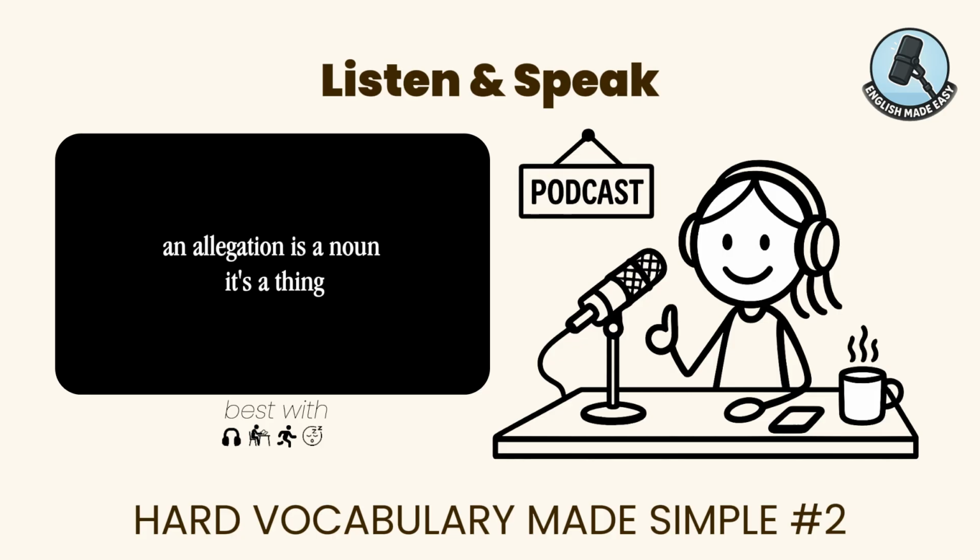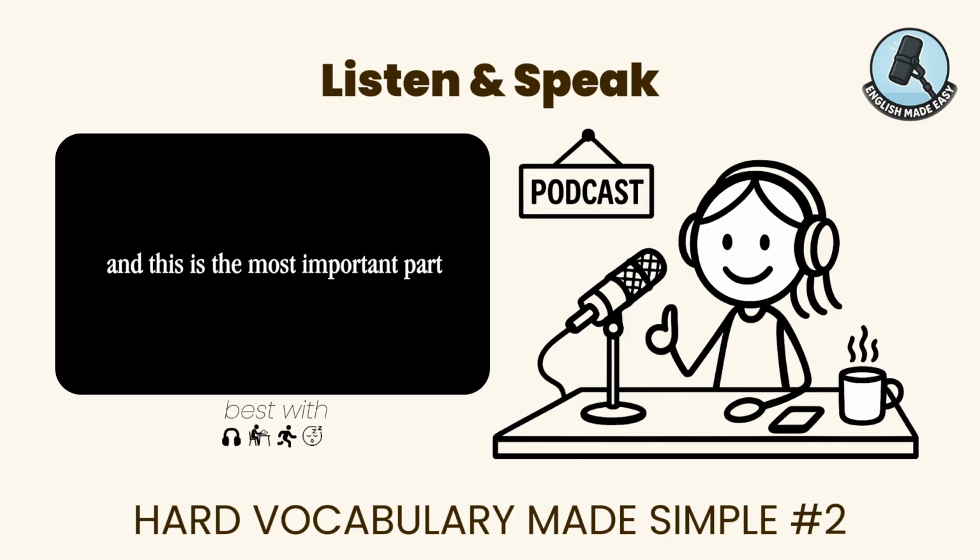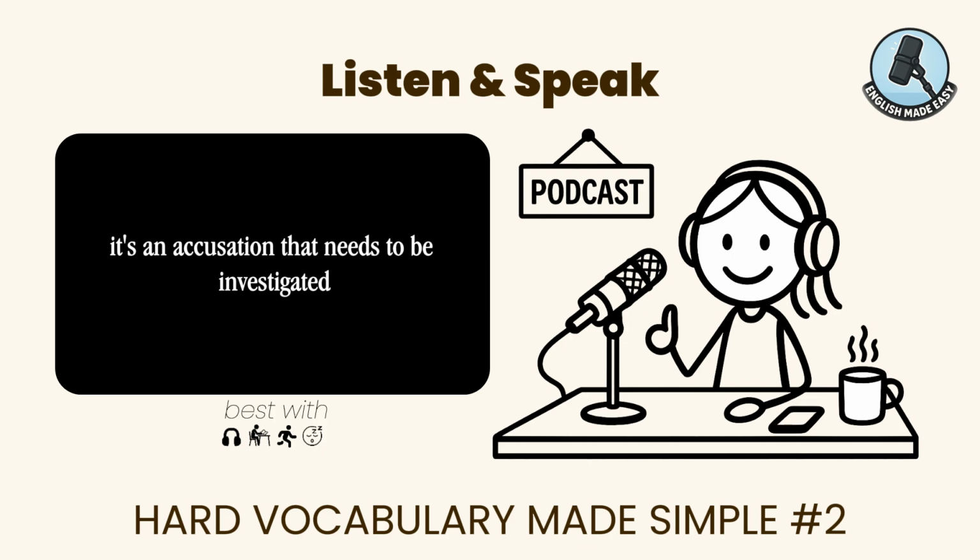It's a thing. Specifically, it's a claim or a statement. So, what does it mean? An allegation is a statement that someone has done something wrong or illegal, but, and this is the most important part, it has not been proven to be true yet. It's an accusation that needs to be investigated.